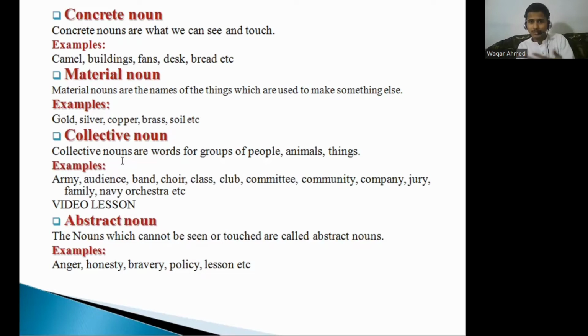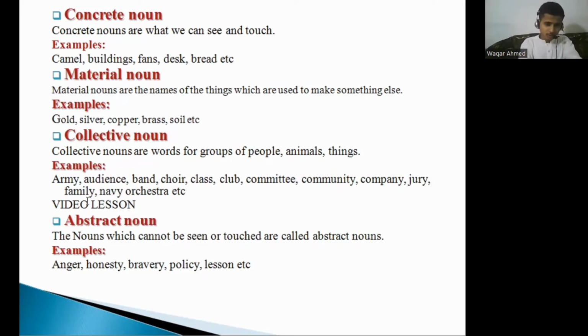Collective noun. Collective nouns are words for groups of people, animals, things, etc. So words or nouns that represent a group, a collection of people, things, or animals. Examples are army, audience, band, choir, class, club, committee, community, company, jury, and so on. You can read as all the words pop up on the screen for you as well.